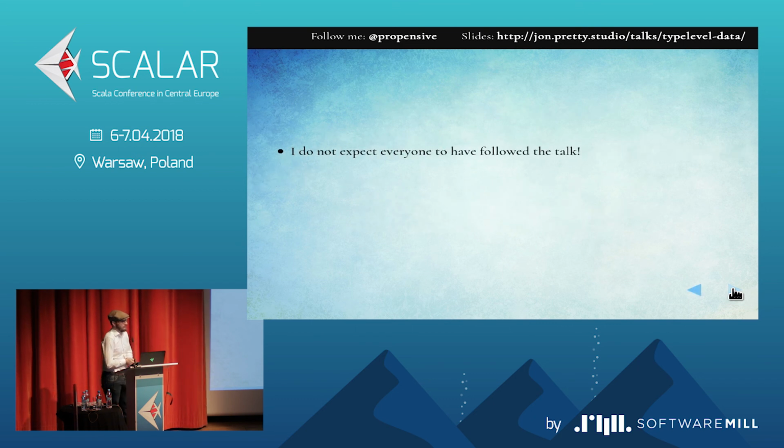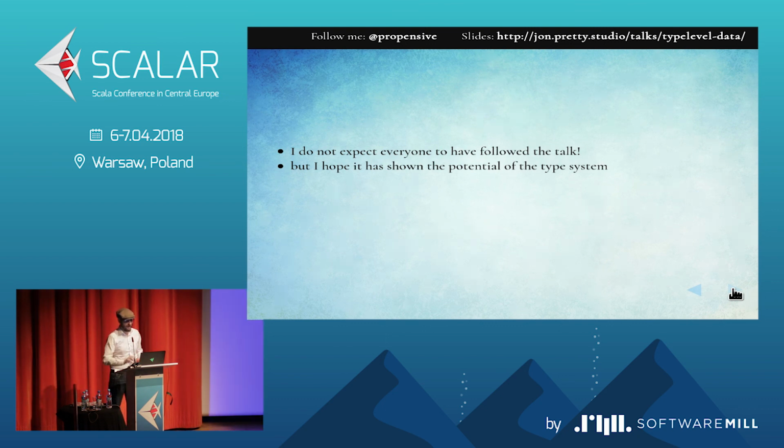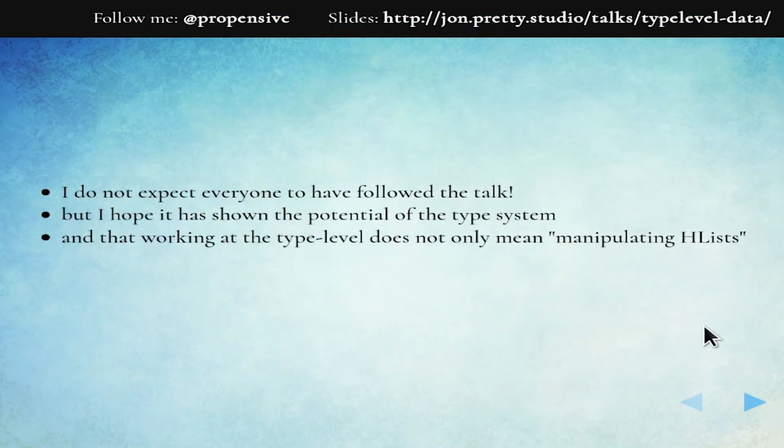So I don't expect everyone to have followed everything or maybe even anything in the talk, but thank you for coming. I hope I've shown some of the potential of the type system in Scala, some of the weird and wacky things you can do. And I hope you go away without believing that working at the type level only really means manipulating HLists with recursive implicits. It doesn't. Dave's on next, but I think you're not talking about manipulating HLists today. No. If you want to manipulate HLists, ask Dave.